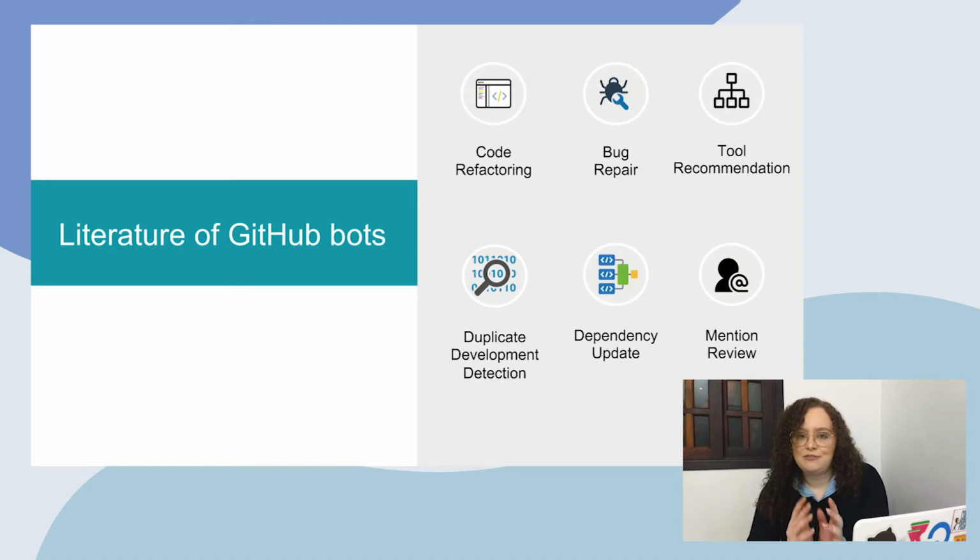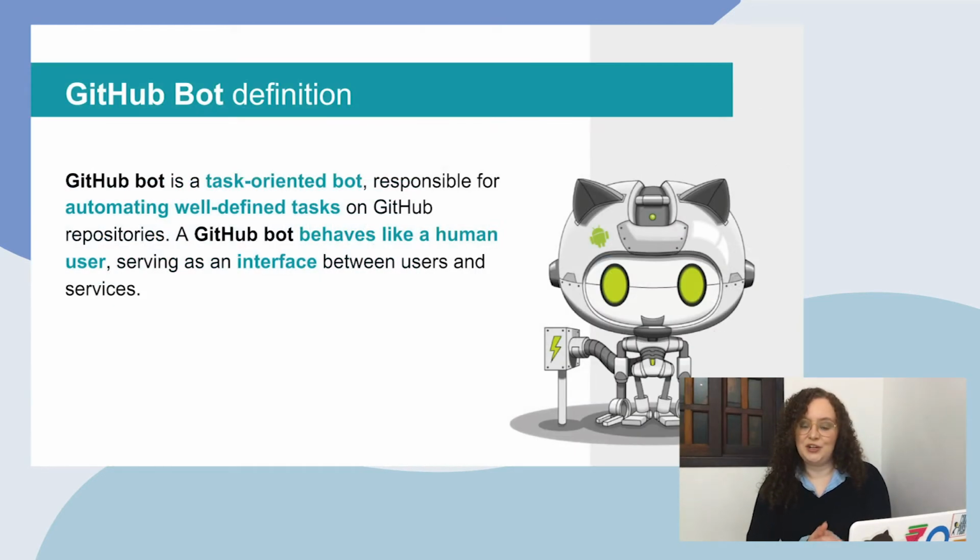Previous work has focused on designing bots to be integrated into the pull request workflow to perform a lot of tasks such as code refactoring, bug repair, tool recommendation, duplicate development detection, dependency update, and mention review. One of the contributions of this paper is defining what is a GitHub bot. Our definition of GitHub bot reflects how a bot works on GitHub.